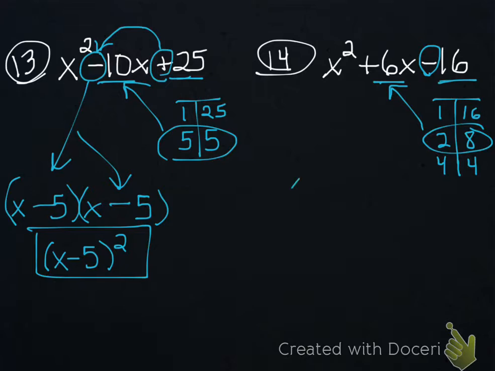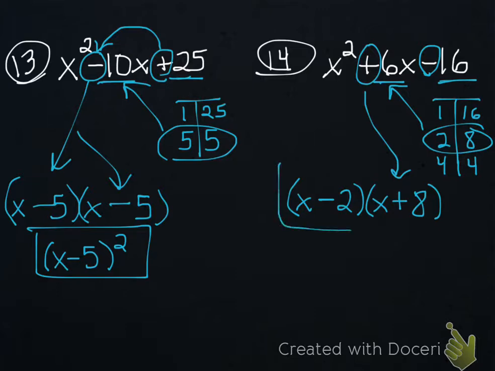So I write my binomials. X is in front, numbers at the end. There's a 2 and an 8. The bigger number always gets the sign in the middle. Because the 16 is negative, the other number gets the opposite. So my answer is x minus 2, x plus 8.